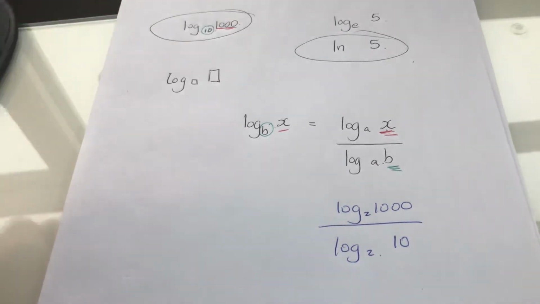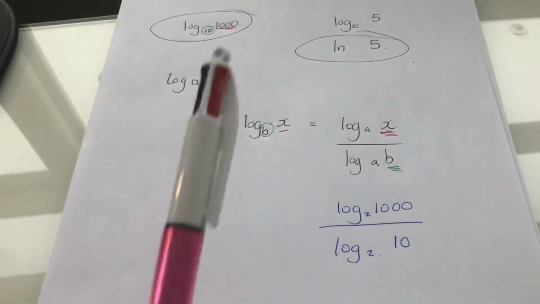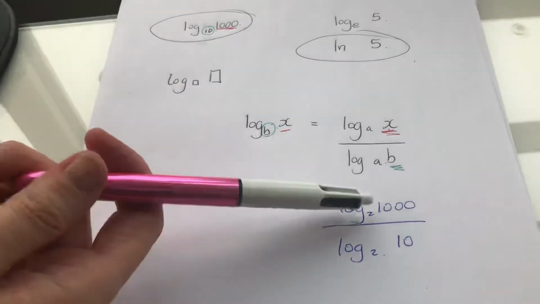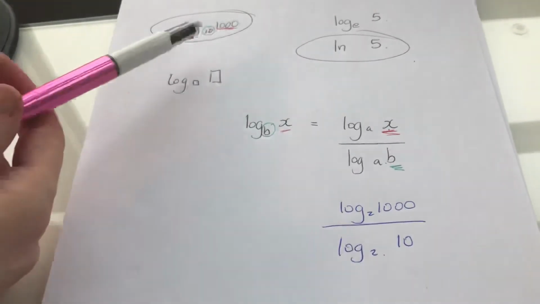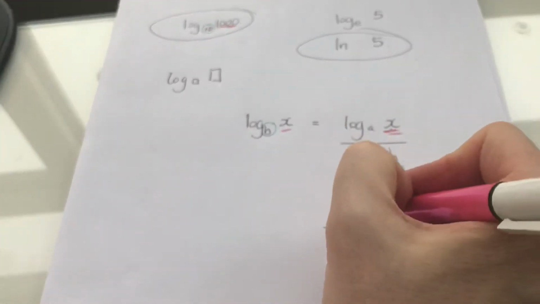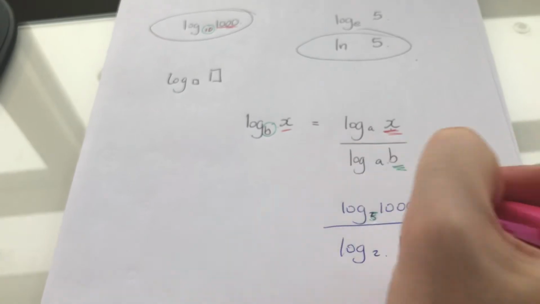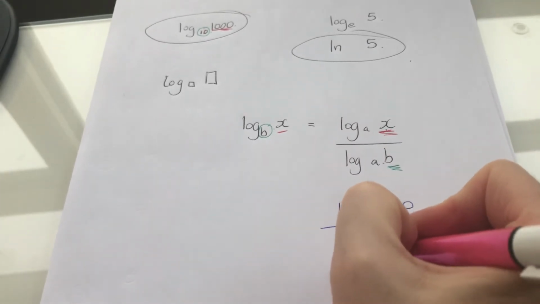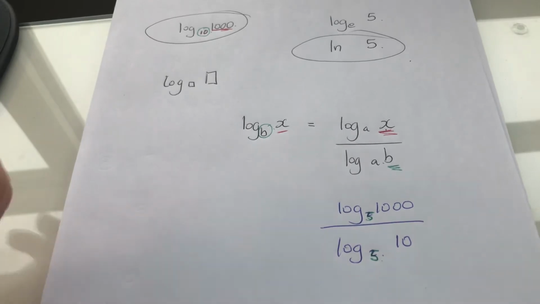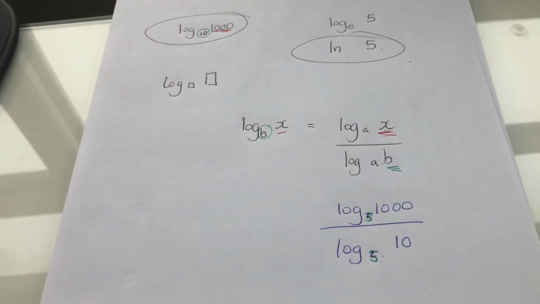If I wanted to, I could have had it in the base 5. I would have had log of the x, which happens to be 1000 in this situation, over log of the base. And my new base, I might put as, I don't know, 5, whatever. You could have log in the base e if you'd prefer to change it to base e. It just depends on the question. And I want to show you why we might need this.